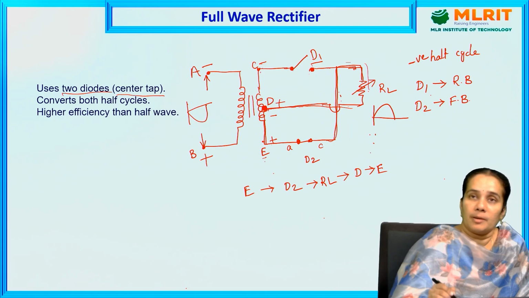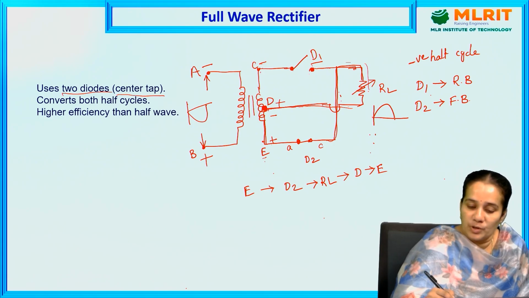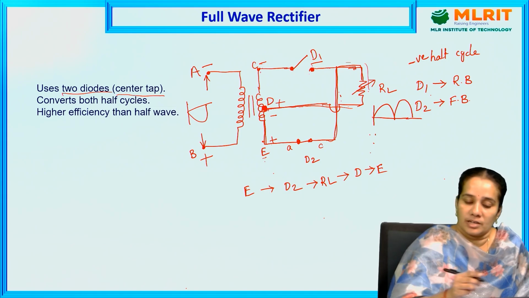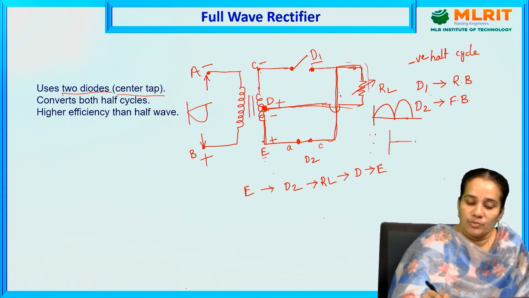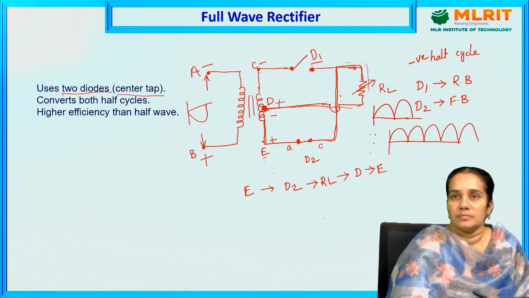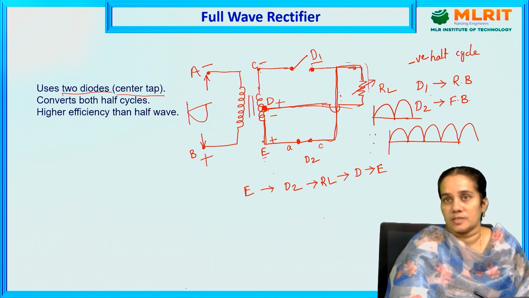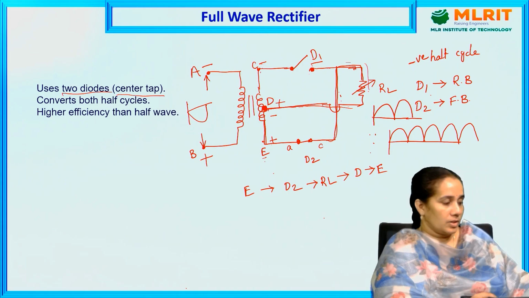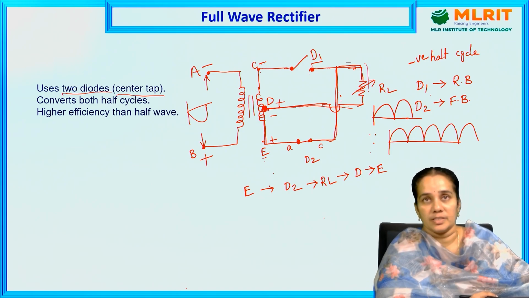So if you apply the positive half cycle, then there is a phase shift of 180 degrees. If you apply the negative half cycle, the output will become the positive half cycle. So what is the output of the full wave rectifier with center tap? It rectifies both the positive half cycle and the negative half cycle. So here the efficiency will increase. By using two diodes we can construct it, and here we are using the center tap transformer. Okay, this is about the full wave rectifier with center tap.